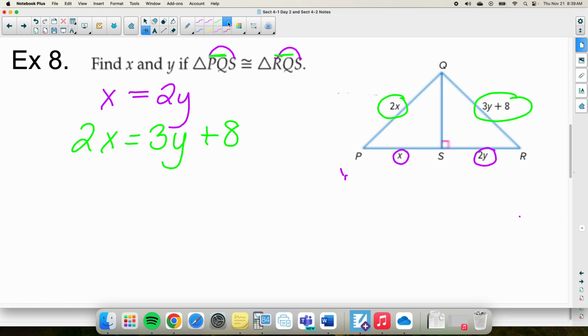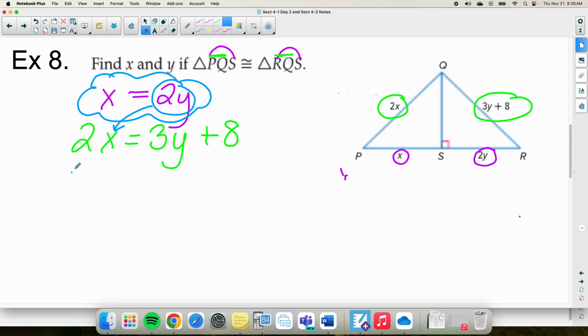The second way to do it is called substitution. I would use substitution anytime I have an equation solved for one of the variables, or I could easily solve it for one of the variables. This is already solved for x. When that happens, you can take what x equals and substitute it into the other equation for x, and then you would only have y's in this equation.